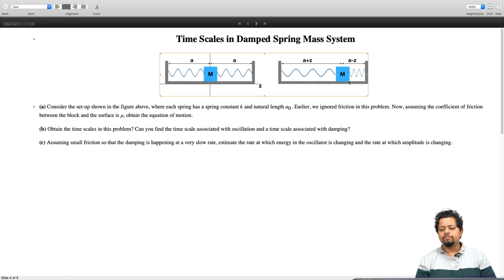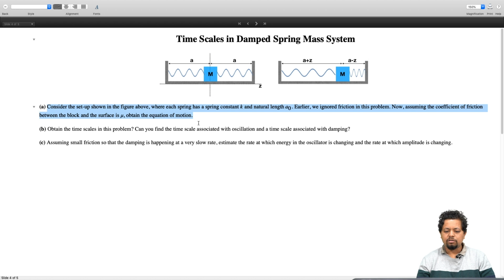So we are going to analyze this problem. Let's look at this problem statement. First we are going to find the equation of motion, assuming that the coefficient of friction is mu and the spring constant is k. The natural length of the spring is a0.